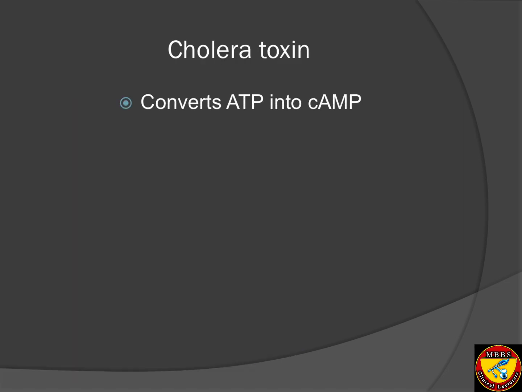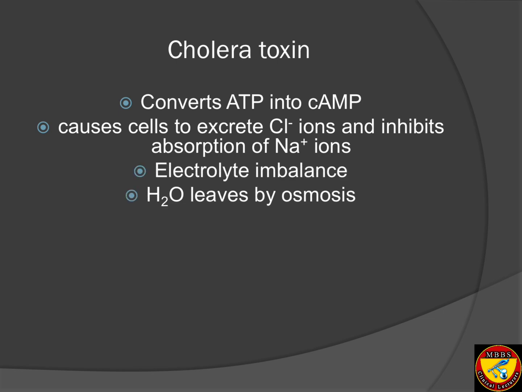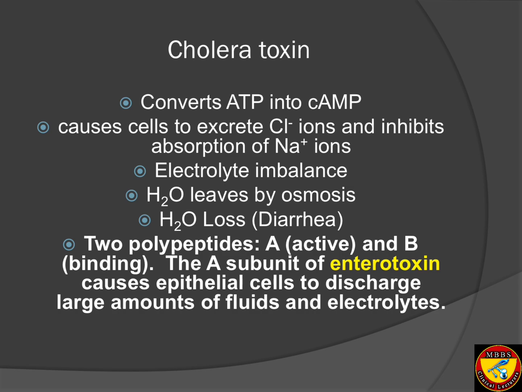It prevents conversion of ATP into cyclic AMP. It causes cells to excrete chloride ions and inhibits the absorption of sodium ions, hence leading to watery diarrhea. There would be electrolyte imbalance because of sodium and chloride loss, and water leaves by osmosis. There are two polypeptides in this cholera toxin: A, which is active, and B, which is binding.